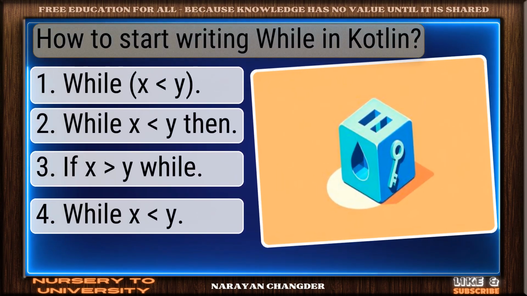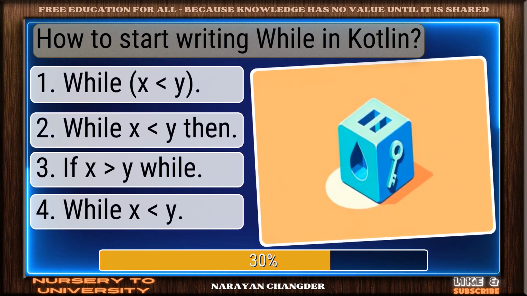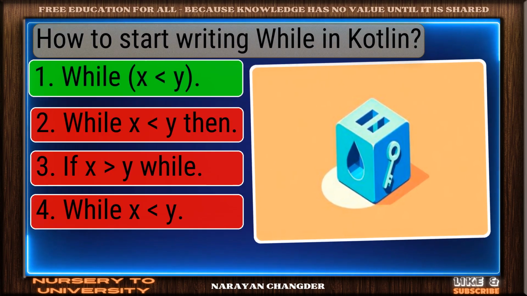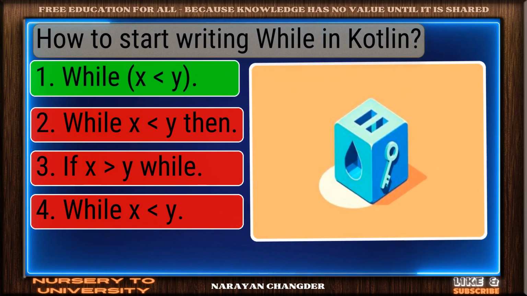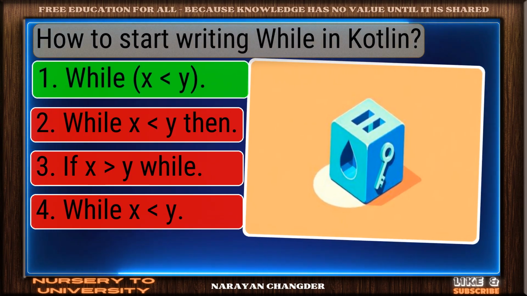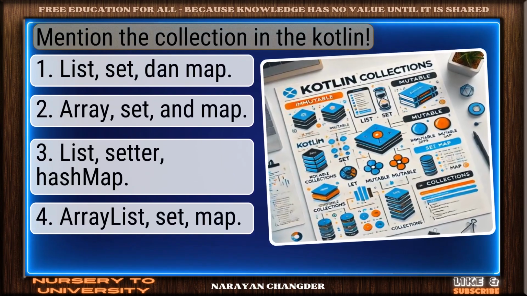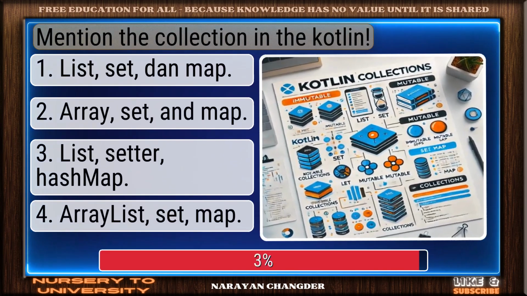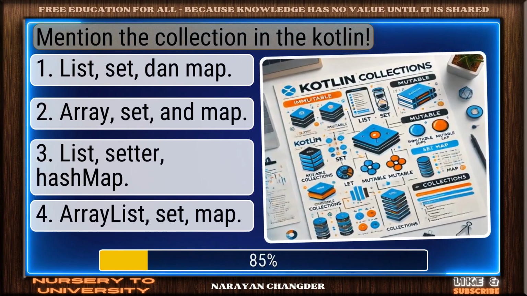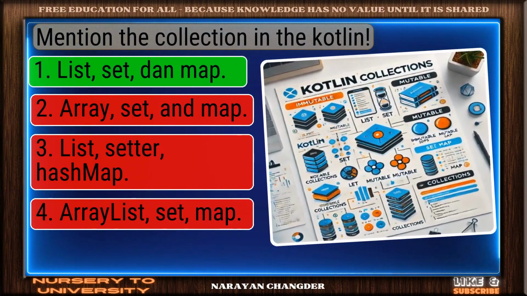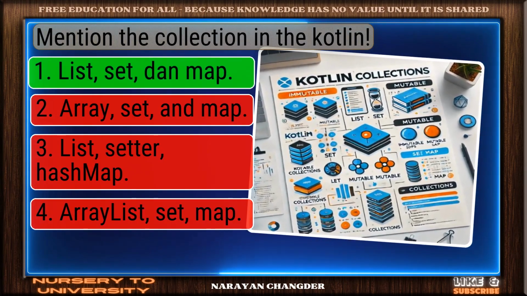Question number 69. How to start writing while in Kotlin? Strong choice. While is the right answer. Question number 70. Mention the collections in Kotlin. Good thinking. List, set, and map is the right answer.